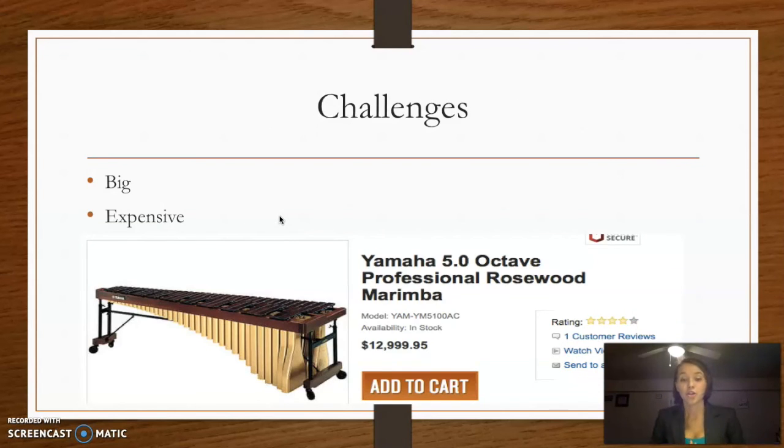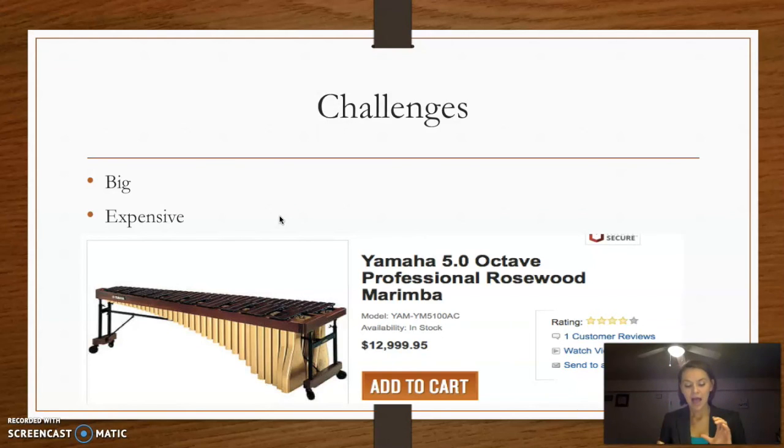There are challenges to using marimba in music therapy. I'm not gonna lie about that. It's big and difficult to move. It's about 8 feet long, and you will never once hear me say, oh, this is a cinch to move. It's so difficult to move. They're also quite expensive. A new Yamaha 5-octave professional rosewood marimba is $13,000. That is not a little bit of money.